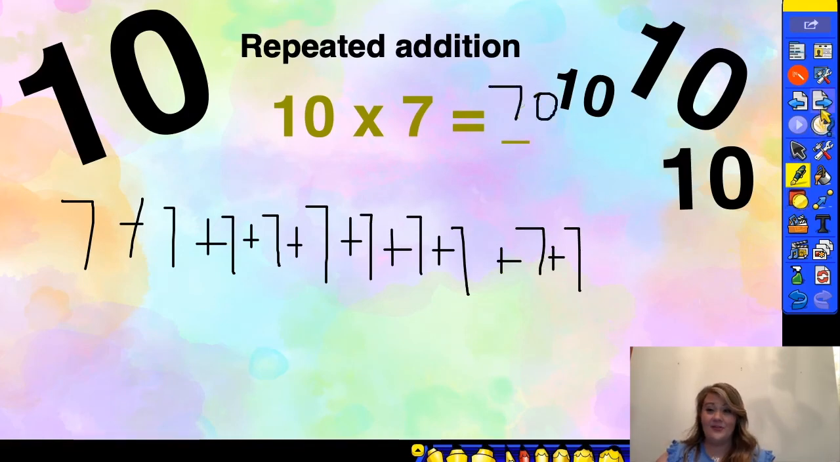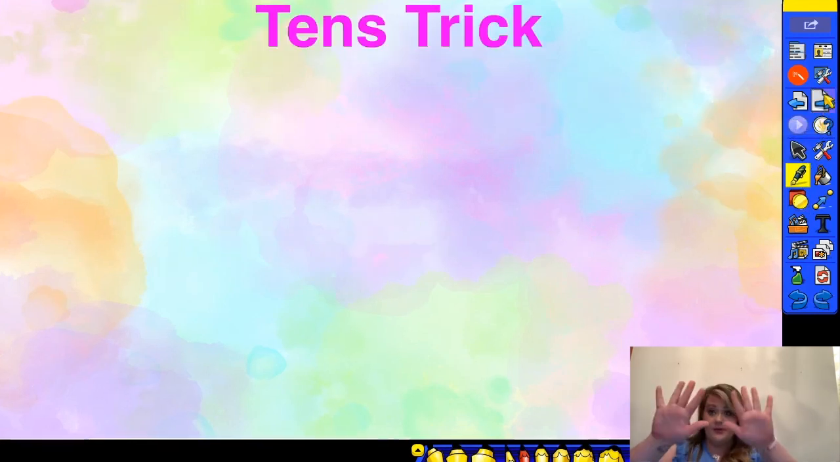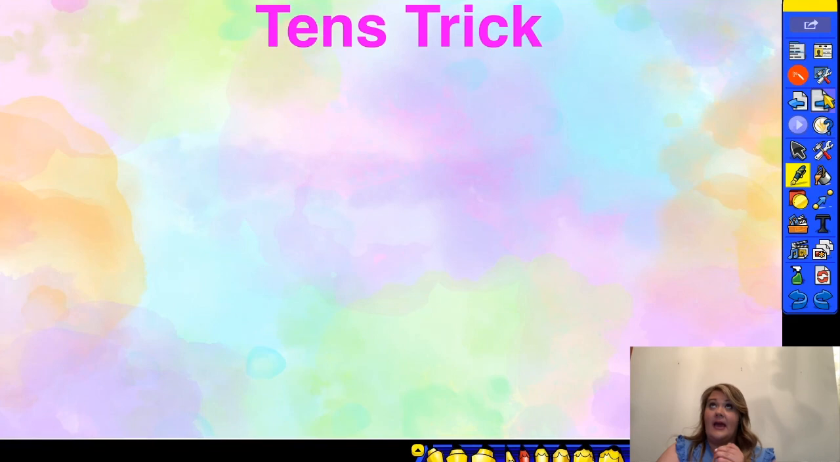If you are ever stuck on your tens, you can just count by tens, and that's my trick. You can put your fingers up if you're going to count, say, 8 times. Go ahead and put 8 fingers up, and every time you count by 10, put a finger down. So you have 10, 20, 30, 40, 50, 60, 70, 80. So 10 times 8 would be 80.